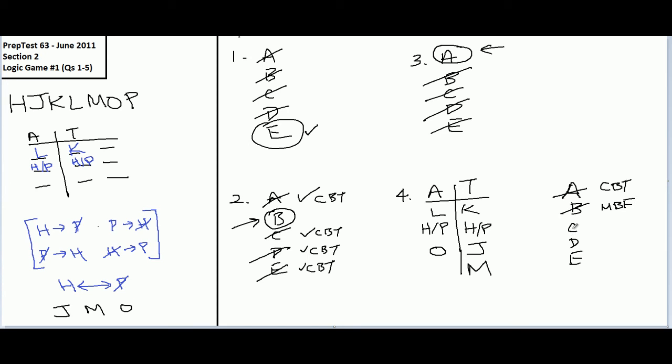How about answer choice C? J is appointed to the trial court. Well, yeah, this one must be true, right? So that is what we're looking for. So C should be the answer.